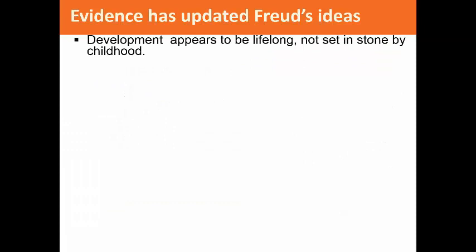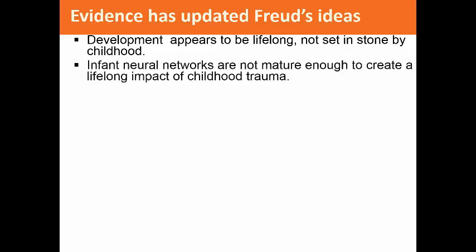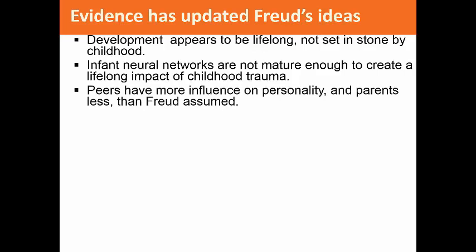Since Freud came up with his ideas, and these were very revolutionary at the time, some of the research has actually updated some of his theories. So development appears to be a lifelong process, and it's not set in stone by childhood. Infant neural networks are not mature enough to create a lifelong impact of childhood trauma. So if kids were abused before the age of 3, they don't have sophisticated enough neural networks to really remember it, so it can't really be repressed.